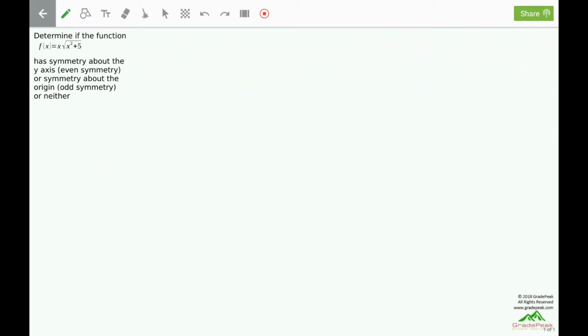Determine if the function f of x equals x times the square root of x squared plus 5 has symmetry about the y-axis, also known as even symmetry, or symmetry about the origin, also known as odd symmetry, or neither.